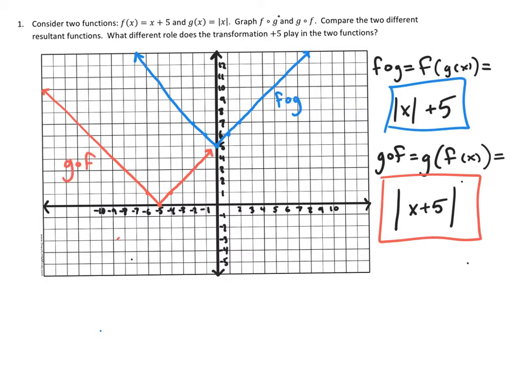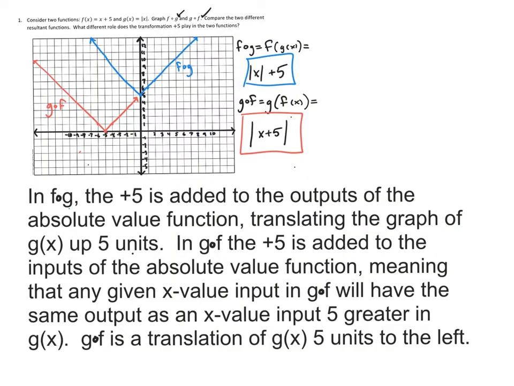So graph f composed with g, check. Graph g composed with f, check. And then we're supposed to say, what different role does the transformation plus 5 play in the two functions? So to finish number 1, my answer was that in f composed with g, the plus 5 is added to the outputs of the absolute value function, translating the graph of g of x up 5 units.